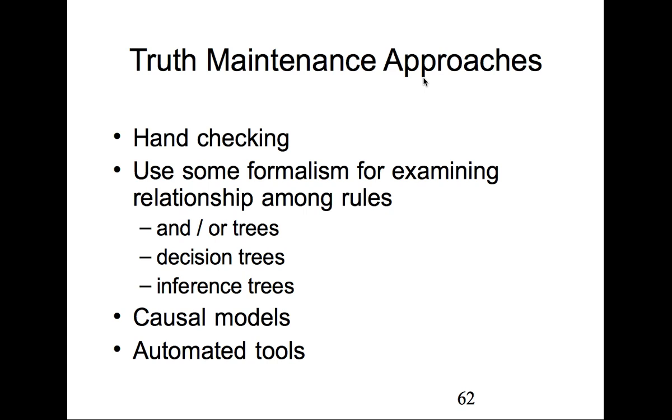So how are you going to maintain this truth in this database, and how are you going to keep the knowledge up to date? Well, you can hand check it. Not so good. Or you can use some formalized way of examining the relationship among the rules and see if it's still true. So you can put together decision trees, truth trees, inference trees, run some data through the trees and see if it's right. As an example, the whole formula of any of those problem scenarios I was giving you a few minutes ago, you've got to just put all the stuff in there and say, is that right?